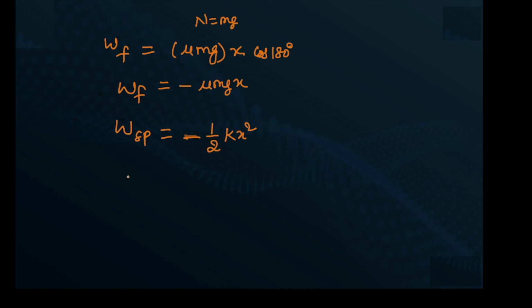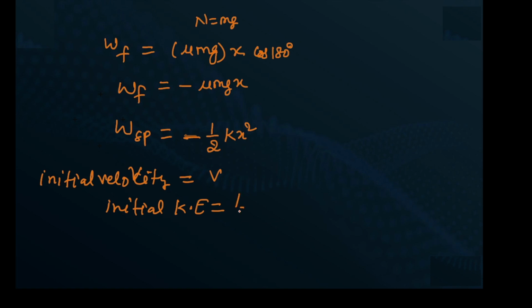Now let the initial velocity of block is v. That means initial kinetic energy is equal to half m v square, and finally the block will come to rest. That means final kinetic energy of block is 0.